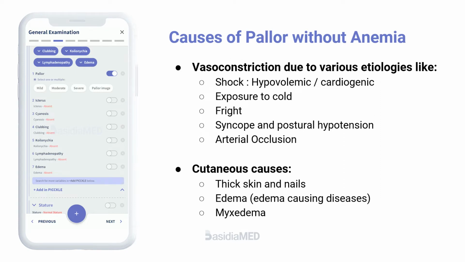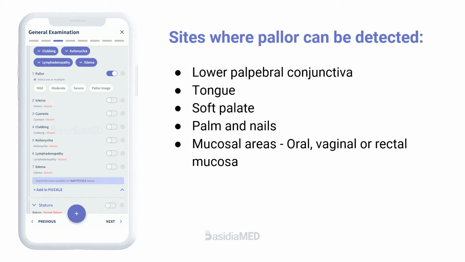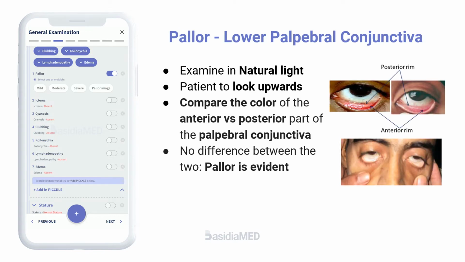Sites where pallor can be detected are lower palpebral conjunctiva, tongue, soft palate, palm and nails, and other mucosal areas like oral, vaginal, or rectal mucosa. Examination for assessment must be done in broad daylight and not under artificial lights, in order to not miss the subtle changes. How to check for pallor in the lower palpebral conjunctiva?